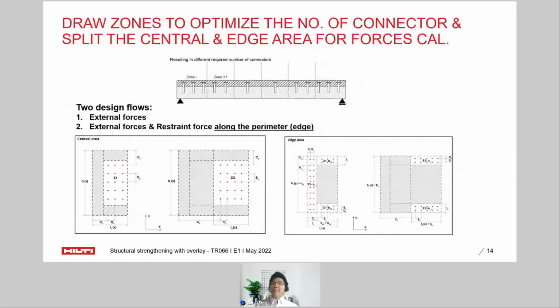That's the way we optimize the design: where the shear stress is higher, we will have more connectors. And as said, we have to subdivide it into zones for design, but it is also very important for you to understand that, according to the design method, there are two design flows.